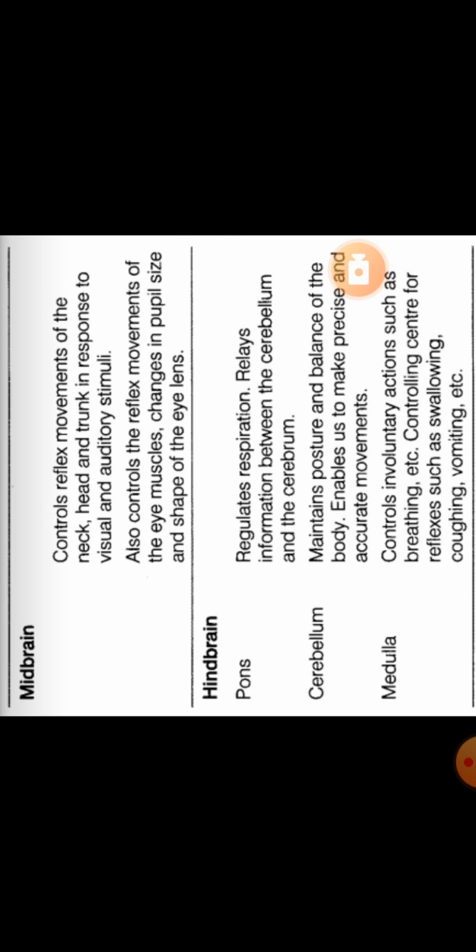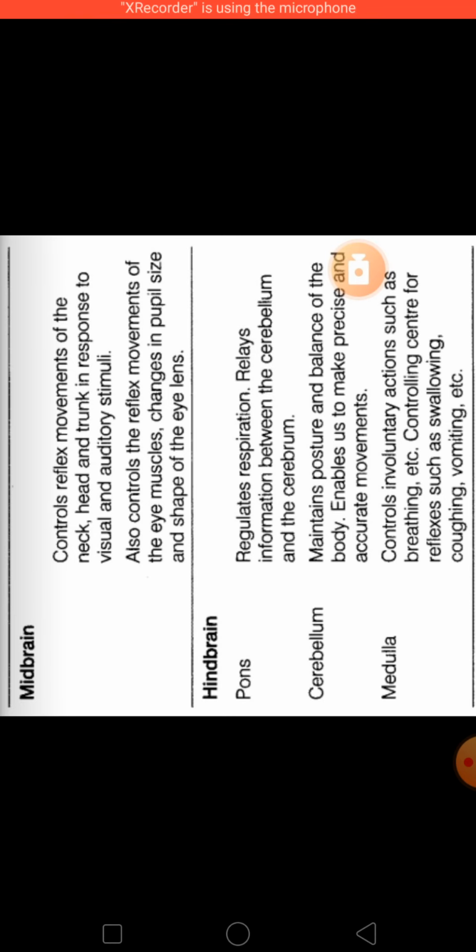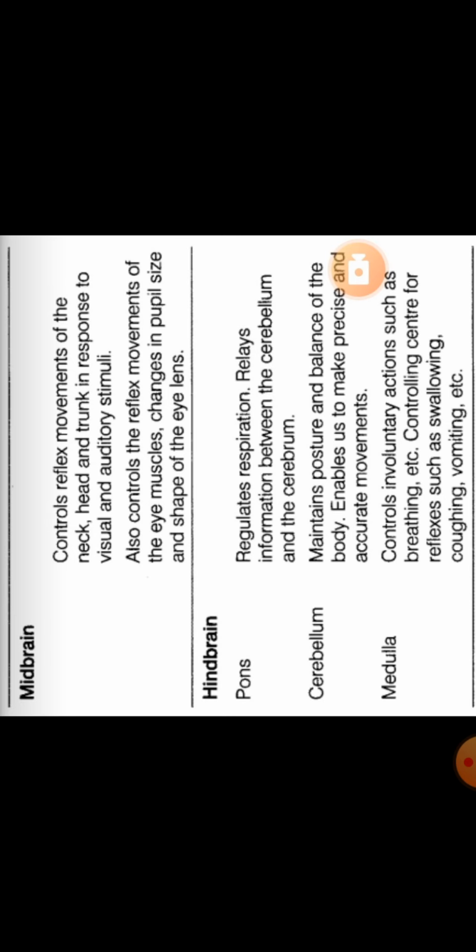We will be starting with the nervous system, and the first subtopic we will take is the reflex action and reflex arc.